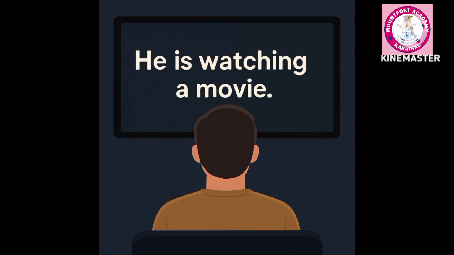Let's take one more example. He is watching a movie. We start with the subject and be verb. In this case, the subject is he. For subjects he, she, it, we use the be verb is. Then we notice an added ing to the end of the verb watch. He is watching a movie.